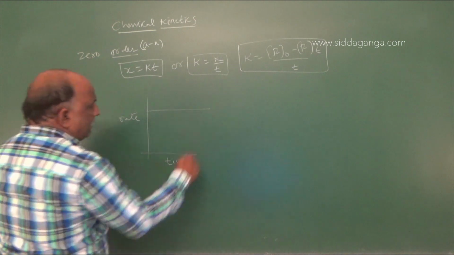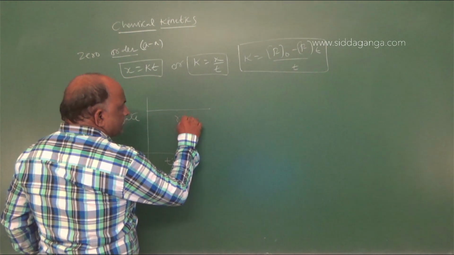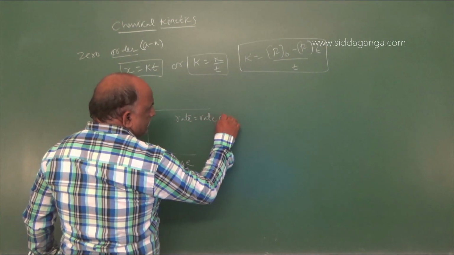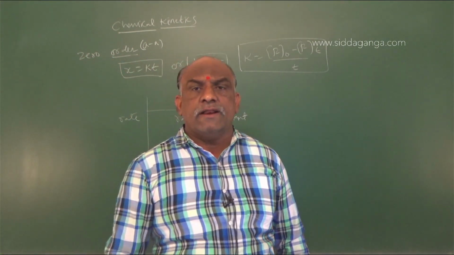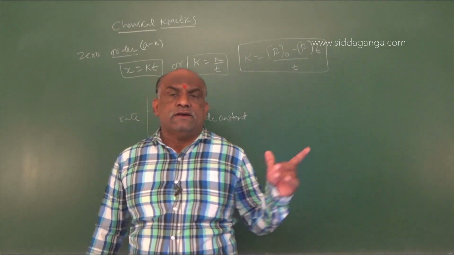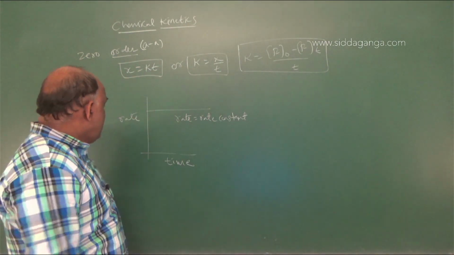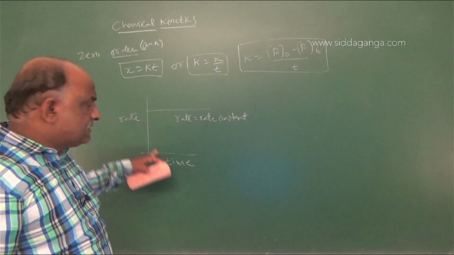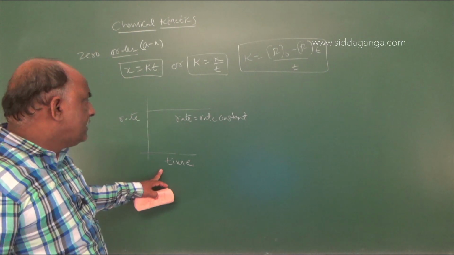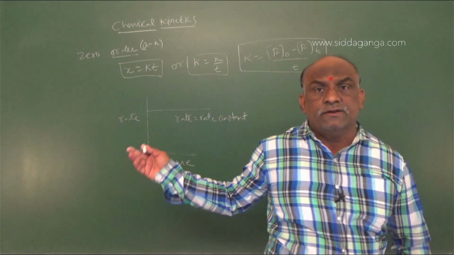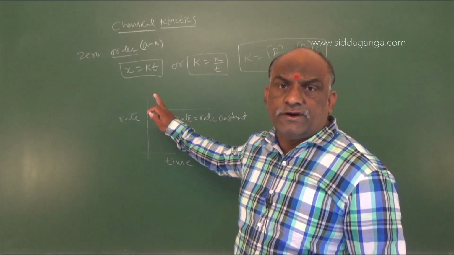Here, plot a graph of time versus rate. You will get a straight line parallel to the time axis, and here rate is equal to the rate constant. This is the graphical representation of a zero order reaction. Instead of that, we can take x versus time, and we also get a straight line, because there is no influence or effect of concentration.